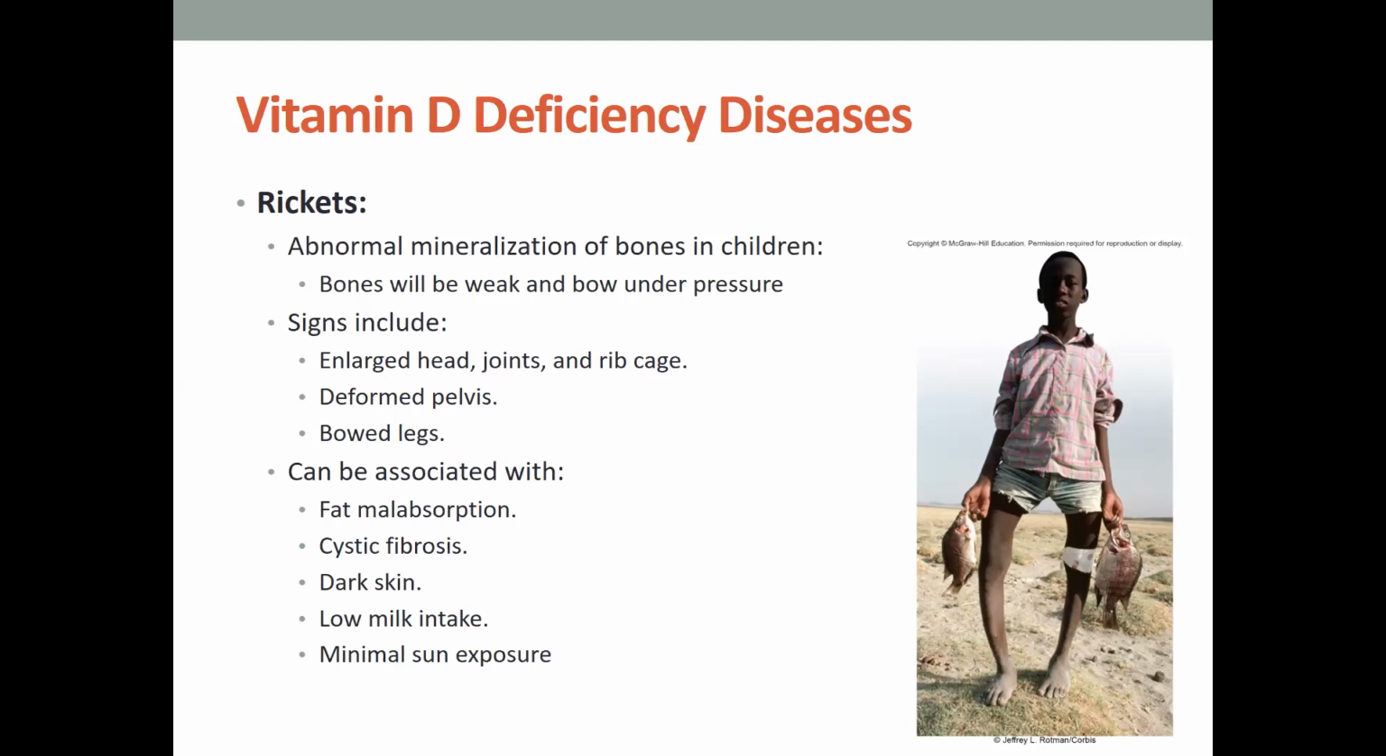You can tell because you'll have an enlarged head and joints in your rib cage, a deformed pelvis, and again from the picture you can see the bowed legs. So obviously this would be low, poor vitamin D status, and this could be caused by fat malabsorption because vitamin D is fat soluble, a disease called cystic fibrosis, more common in dark skin because you don't get the vitamin D from the sun as well, low milk intake, and those who don't get a lot of sun exposure.